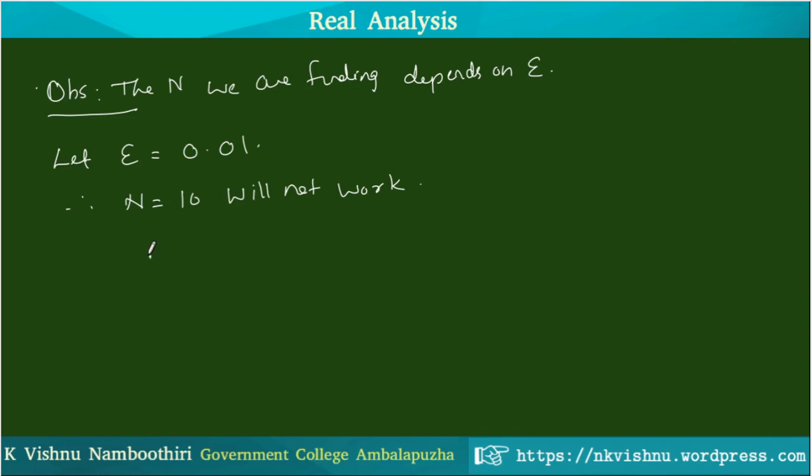Therefore, epsilon equal to 0.001. This is equal to 0.01. This is equal to 1 by 100. Therefore, we may choose N to be equal to 101, because you know that 1 by 101 is less than 1 by 100, and after that, 1 by 102 and everything will be less. Therefore, N depends on epsilon. That's very important.